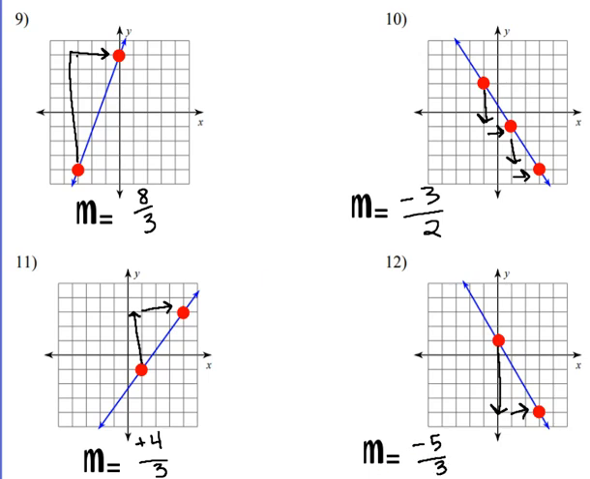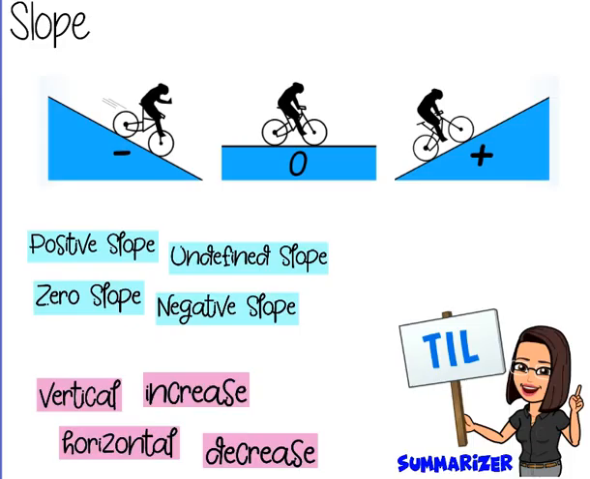And that's how we calculate movement. That's how we calculate our slope. Remember, slope can be positive or negative. It could be 0 slope or undefined slope. It all depends on whether or not it's vertical or horizontal, increasing or decreasing.